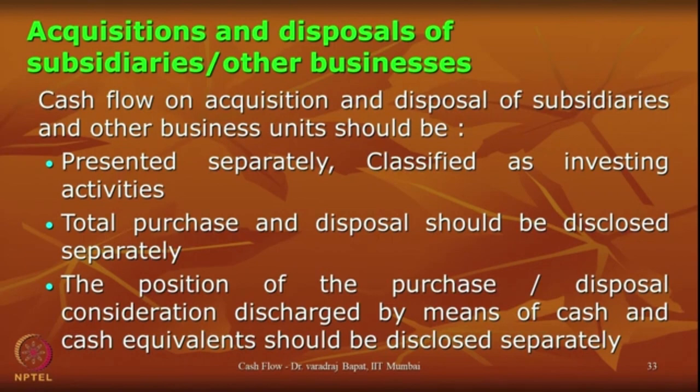Now, the next one is a case about acquisition and disposal of various businesses. Suppose we acquire another company and make payment thereof, then it is considered as an investing activity, but within investing activity, it will be separately shown. And the total amount which is purchased or disposed will be separately shown under the respective activity. Now, if the payment is made by means of cash and cash equivalent, that should be separately shown.